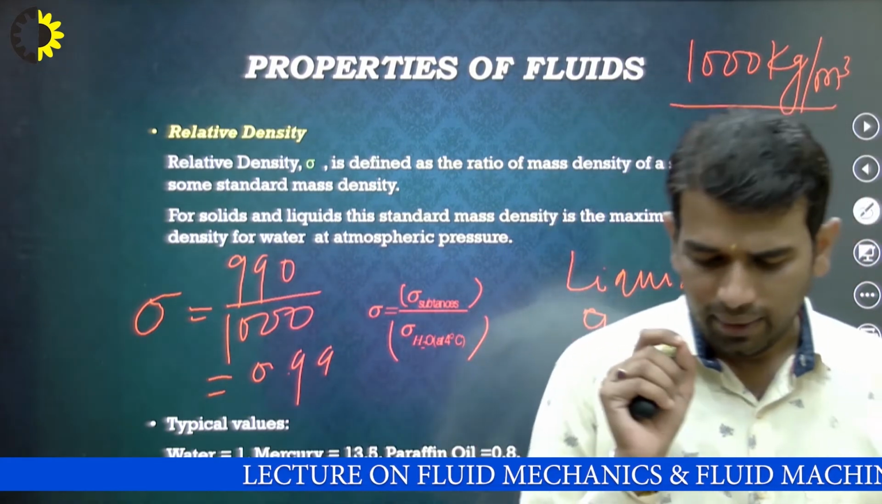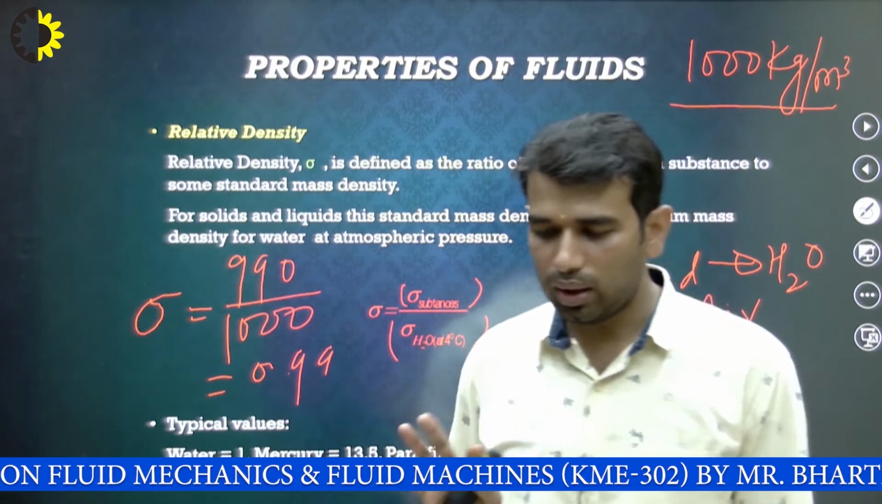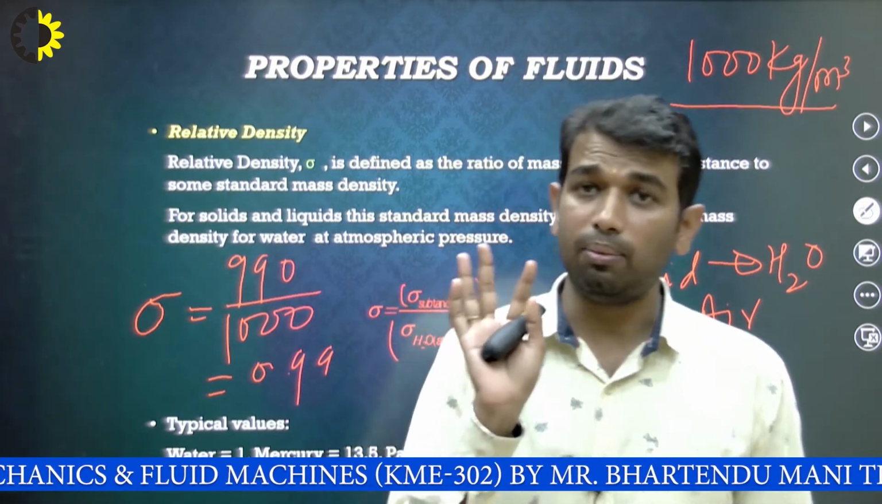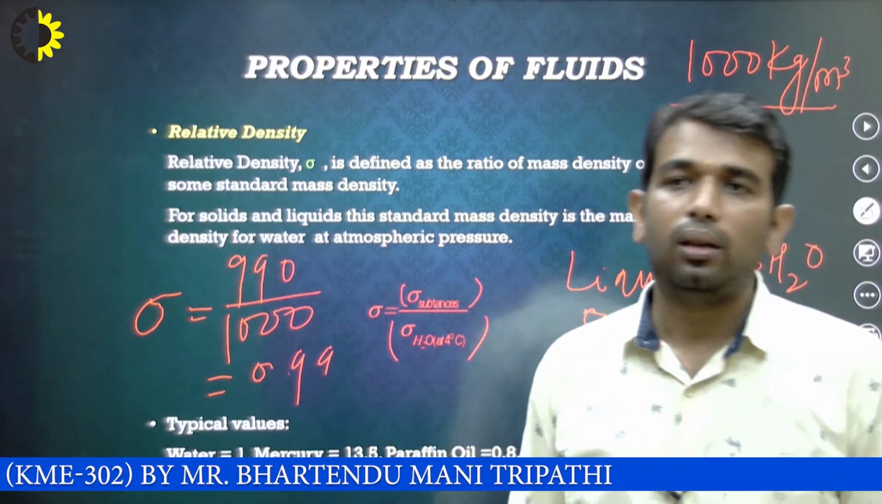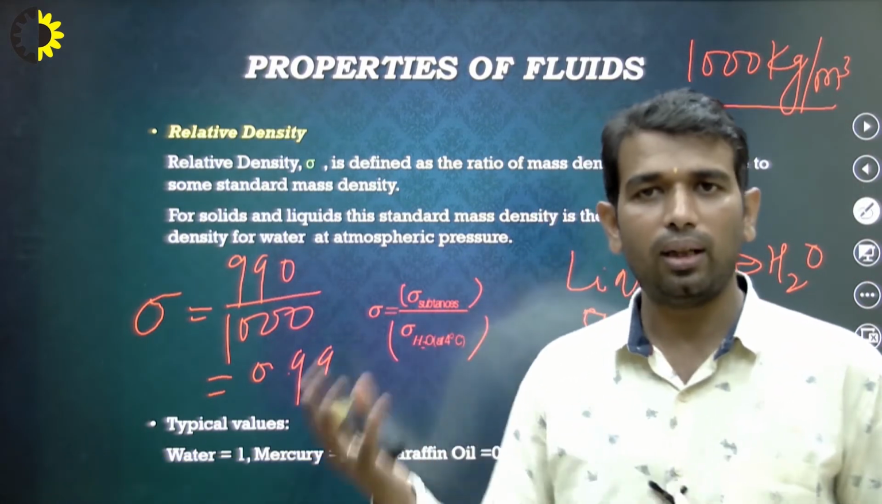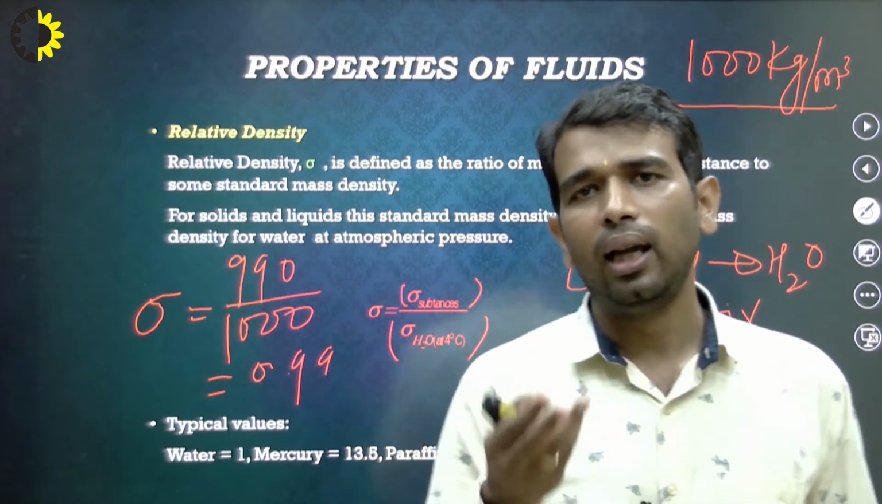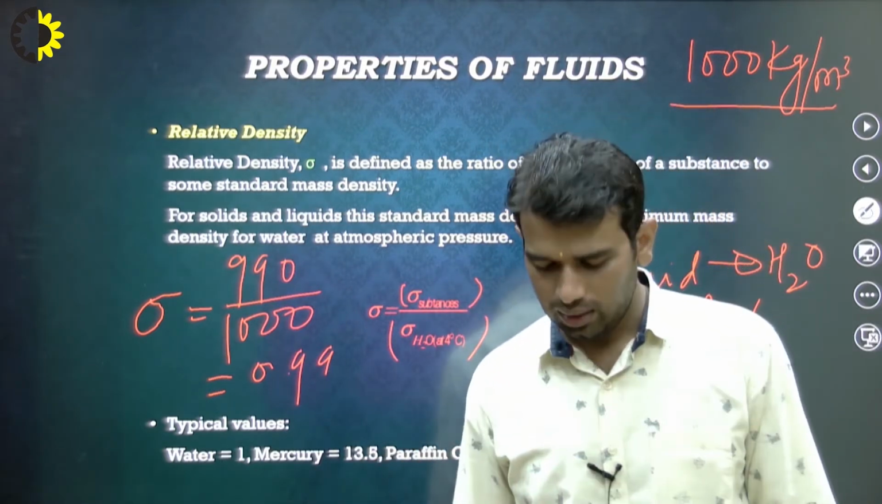So these three density parameters we are going to encounter in fluid mechanics. The first one is the mass density. The second one is the specific weight, somehow we can differentiate, so we have given it a different name, generally weight density. And the third parameter is the relative density that we came across just now.